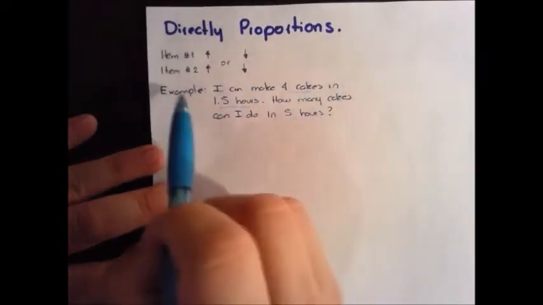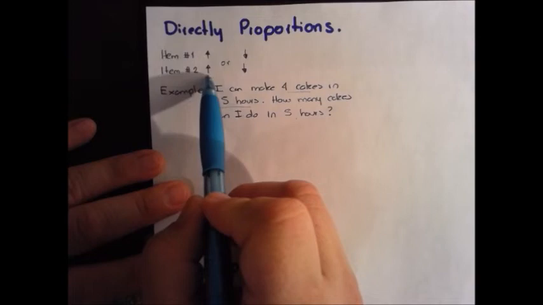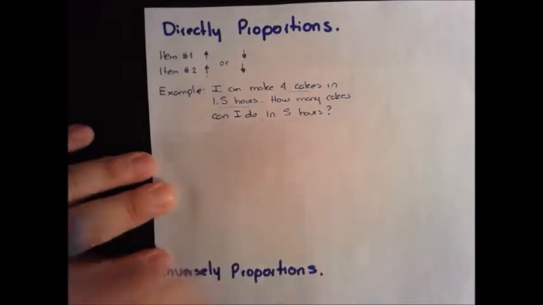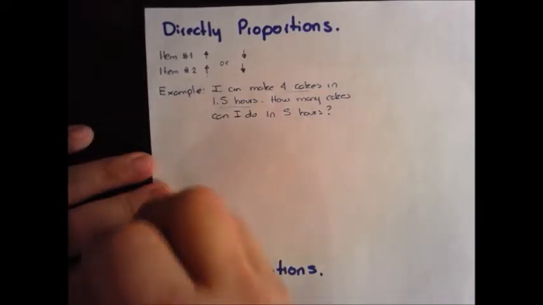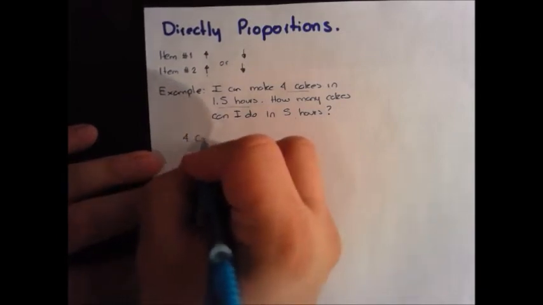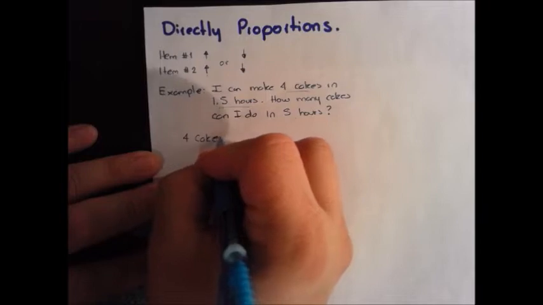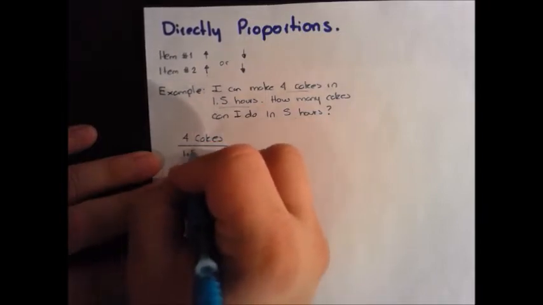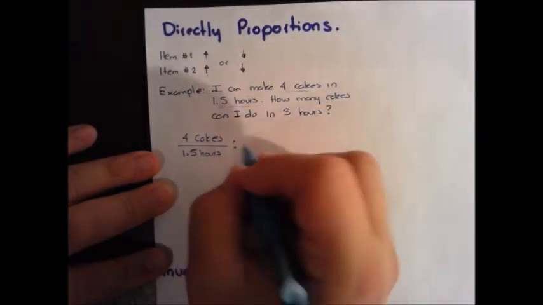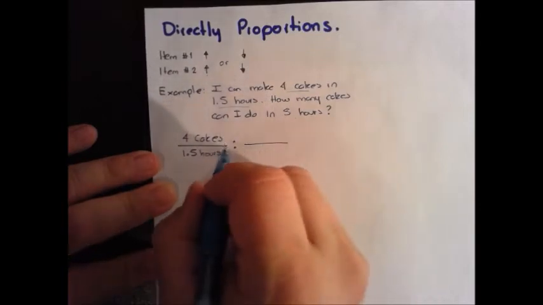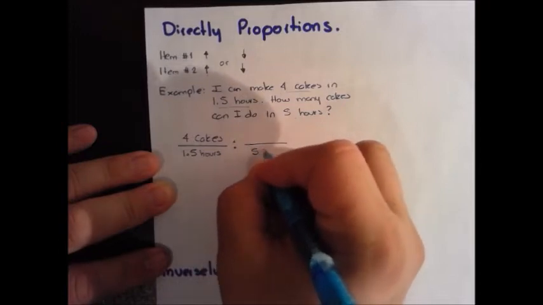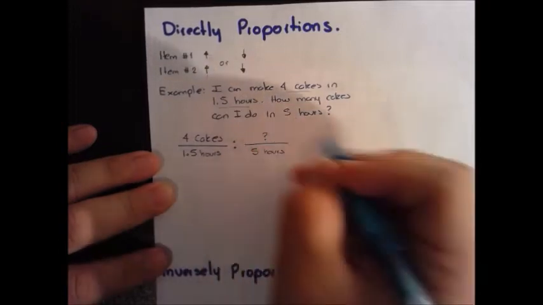So it means that if one item is going to increase, the other is going to increase too. So we're going to have a directly proportion, and the only thing that I need to do is to make a rule of 3 again. Well, in that case, it's going to be 4 cakes, which corresponds with 1.5 hours, and this should be proportional with the other ratio. Well, I'm going to have the time, 5 hours. So my question is, how many cakes?